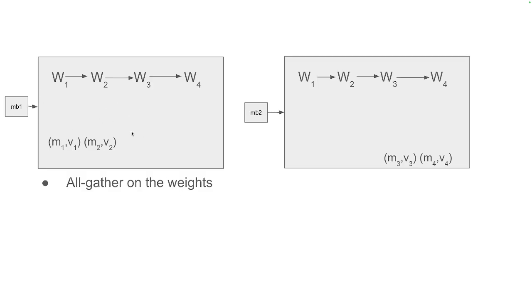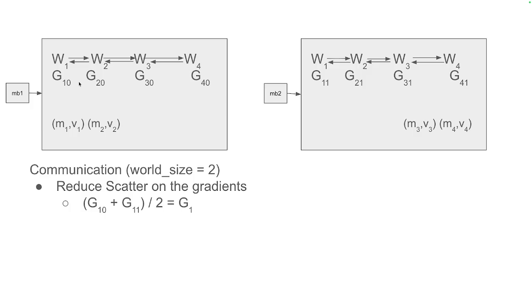Here, device 0 has to pull in the weights W3 and W4, and device 1 has to pull in the weights W1 and W2 to do a forward pass. So as compared to ZeRO-2, where you had to do an all gather at the end, here you have to do an all gather at the start.